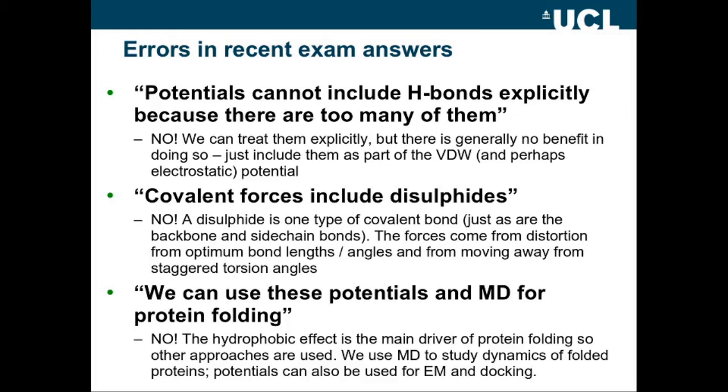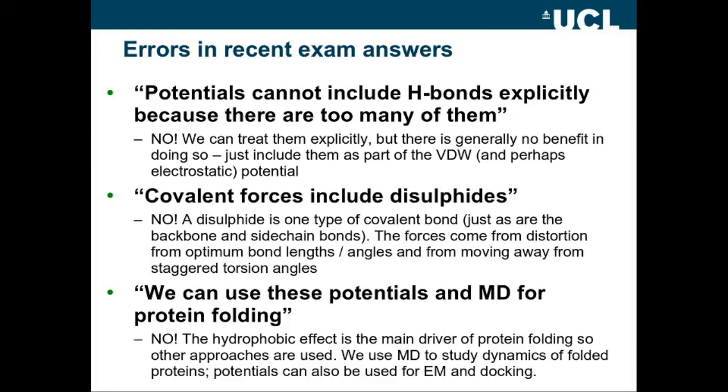For the last couple of minutes, I just want to point out a few errors that have been made in recent exam answers. These are things that you should not make as mistakes, because I'm showing them to you now. First of all, this is a quote from somebody's answer a few years ago. "Potentials cannot include hydrogen bonds explicitly because there are too many of them." That's simply not true. We can treat them explicitly, but there's generally no benefit in doing so.